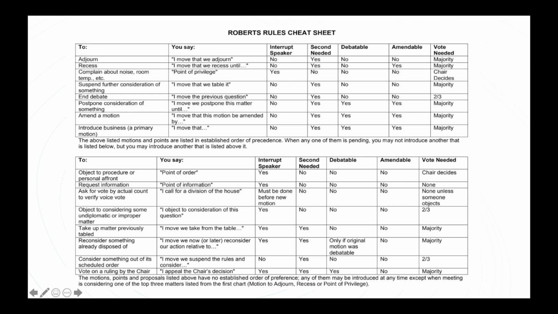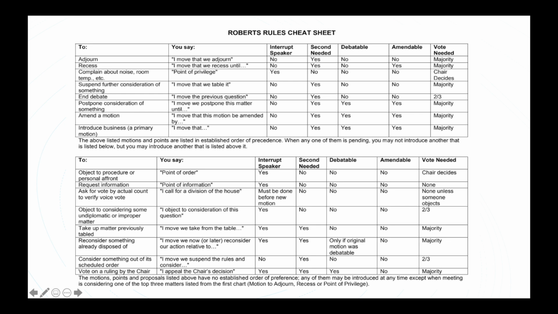Let's go through every single item in this table. First, we have adjournment. To adjourn, we will say, I move that we adjourn. To recess, we will say, I move that we recess until. To complain about noise, room temperature, etc., we will say, Point of privilege. To suspend further consideration of something, we will say, I move that we table it.